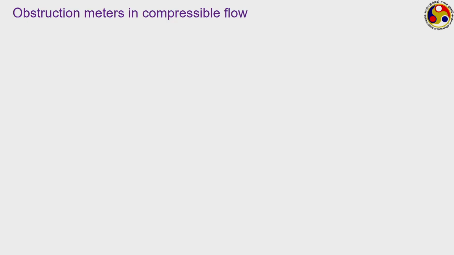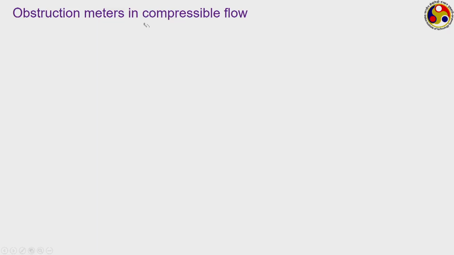Just something that I promised in the previous lecture about introducing, that is the use of obstruction meters in compressible flow. Whatever discussion we have had earlier about the obstruction meters is all based on incompressible flows because we use Bernoulli's equation. But when we are dealing with a compressible flow like gases, the density does not remain constant.